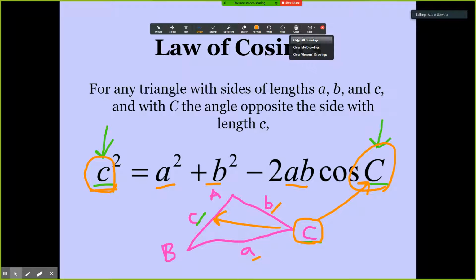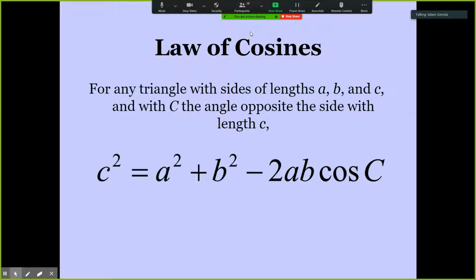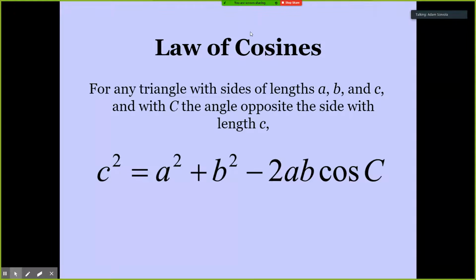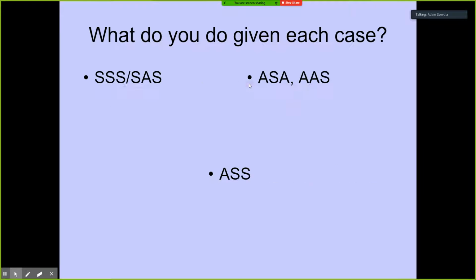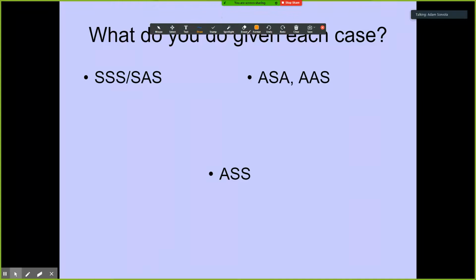If you plug in everything and you have two variables, you're either doing something wrong with using the formula, or you should be using law of sines. If you're ever doing your law of sines and you have two missing variables, like two unknowns, then you should be using the law of cosines. Now, a better way to figure out when you should use the law of sines and the law of cosines is to figure out what the case is. So if you're given three sides or two sides and the angle in between those sides, then that's when you want to use the law of cosines.